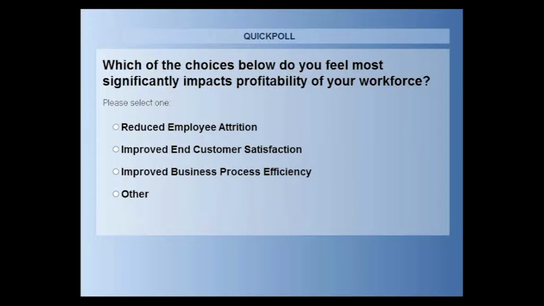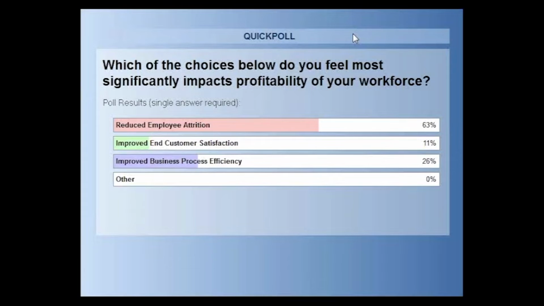Okay, great. It looks like for the respondents, 63% said it was reduced employee attrition, 11% said improved end customer satisfaction, and 26% said improved business process efficiency, and nobody said other. That's great. I think it's relevant and germane for our discussion today because much of what we have elected to focus on for this Q3 workforce report is attrition insights. So with that, I'll turn it over to you, David, to talk a little more about workforce science.